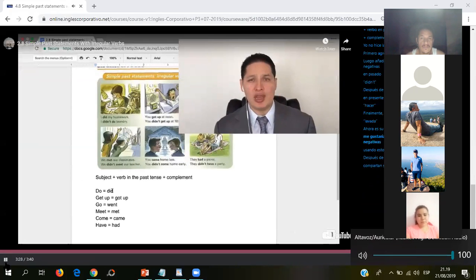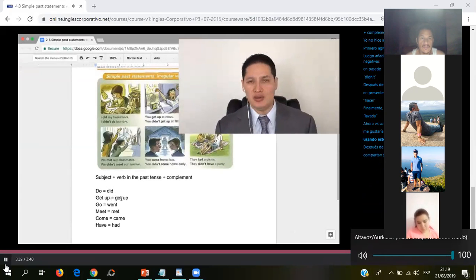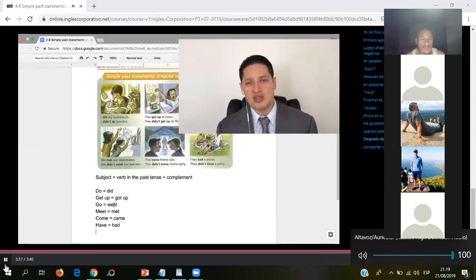I would like for you to make positive and negative statements using these irregular verbs. After you finish this activity, share your work in our discussion forums.